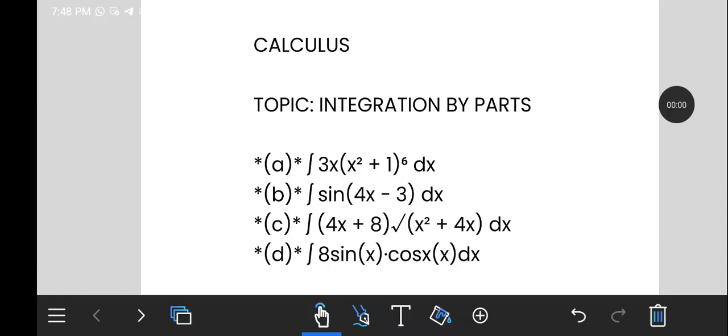This tutorial is where we are going to look at calculus, but our main focus will be based on integration by parts. But before we can dive further into looking at these exam questions and trying to solve them, let's try to understand some essential integral identities which we are going to apply as we solve these exam questions. So let's begin.